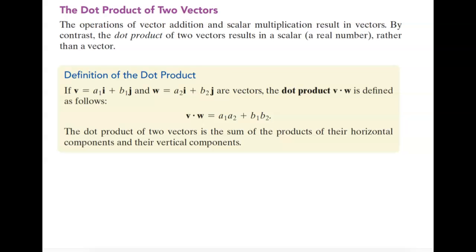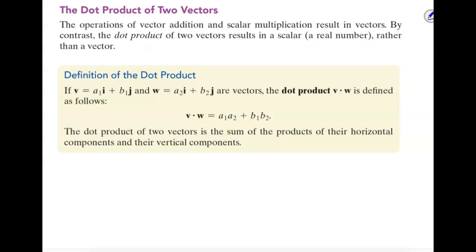This video focuses on the dot product of two vectors. The operations of vector addition and scalar multiplication result in vectors. We've already talked about that in previous videos. The opposite is true when you have the dot product. What you're going to get is a scalar, a number, rather than a vector.